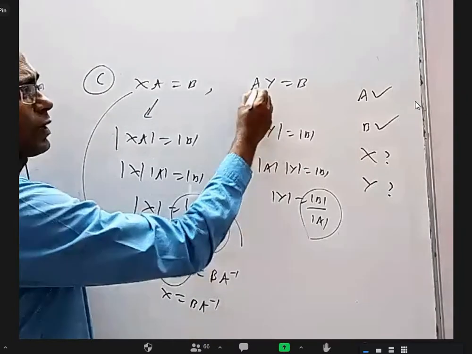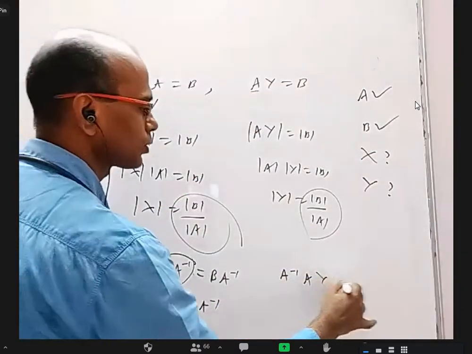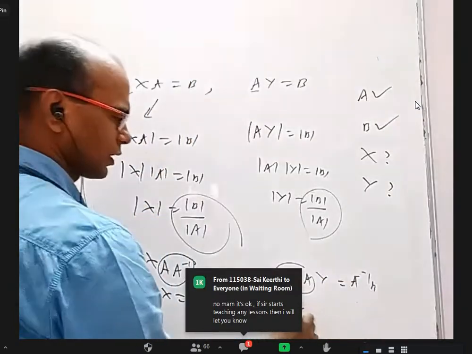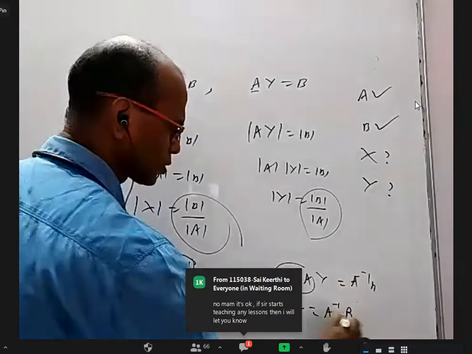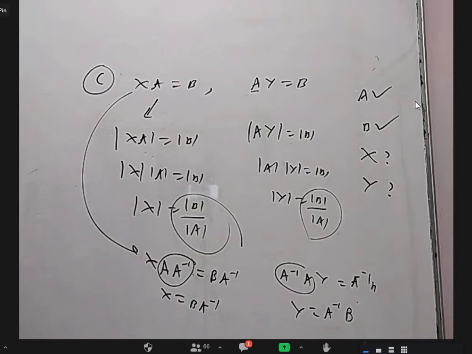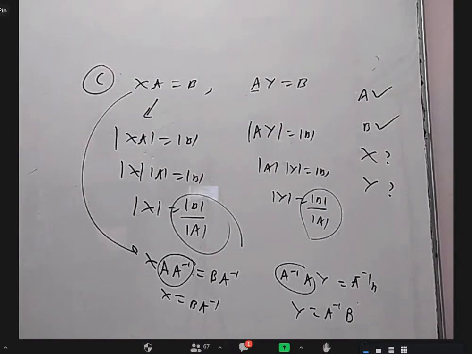But here I have to multiply with A inverse from the left. A inverse AY is equal to A inverse B. This identity matrix will get Y is equal to A inverse B. So both are not the same. One is B into A inverse, one is A inverse into B. We know in matrices, L into M and M into L are not the same, right? Yes, sir. Okay.